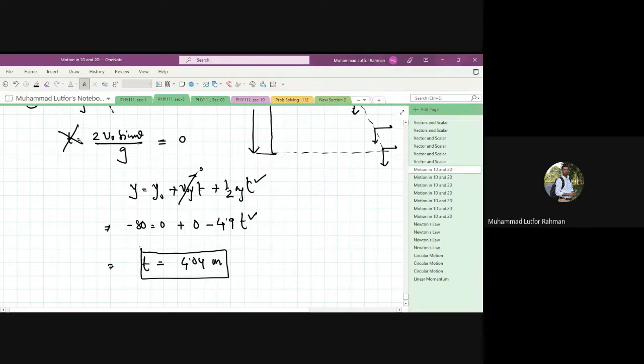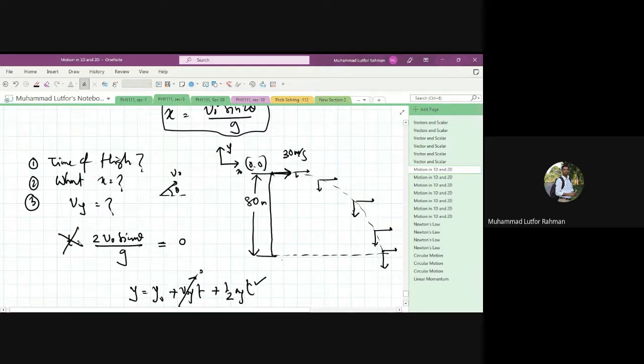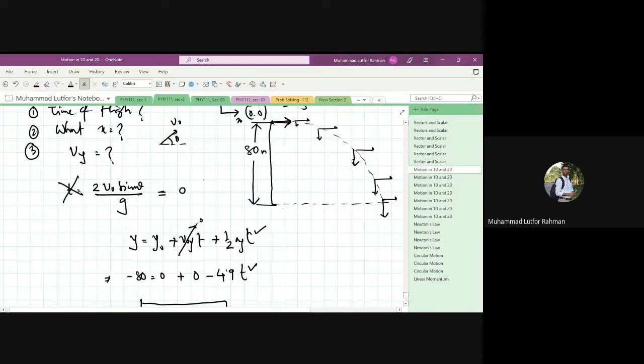This is also called the time of flight, because it is the time the particle was flying. Now I'm going to find the horizontal displacement. This is not a range. If you use the range formula, that would be wrong.